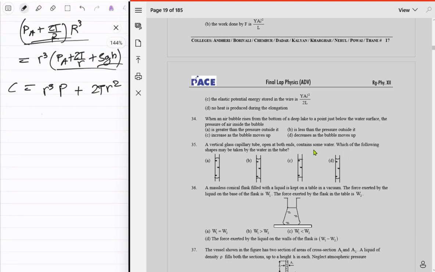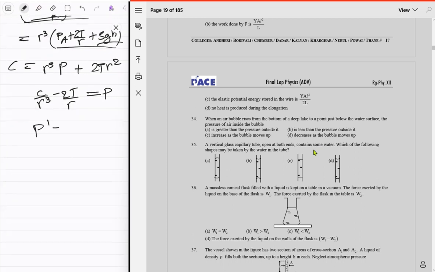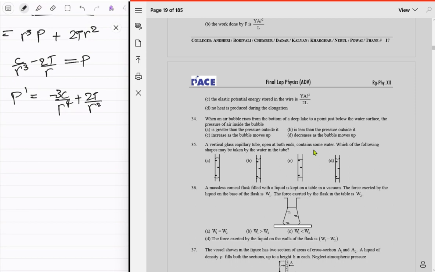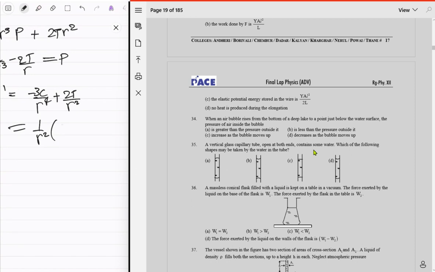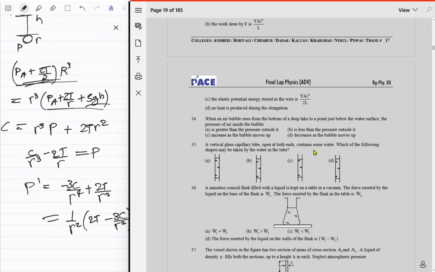So करो फिर इसको. C upon r cube. फिर यहाँ पे 1 upon r आ जाएगा, right? So minus 2T upon r equal to p. So like p dash is equal to negative 3c upon r power 4 minus 2T upon r squared. पर यहाँ पे plus आएगा, right? Which is like what? 1 upon r squared just got this thing. 2T minus 3c upon r squared. c ये सब था. ये कैसे होगा यार? This is not making any sense. So like p dash, it may or may not be positive.